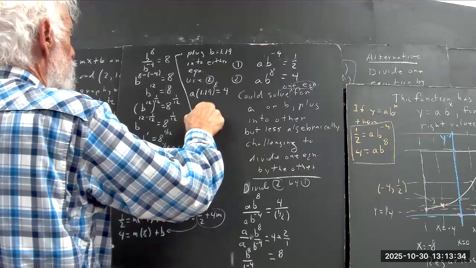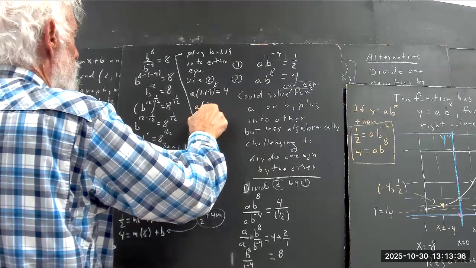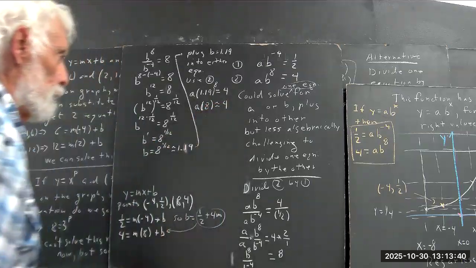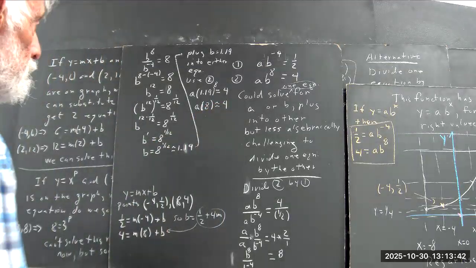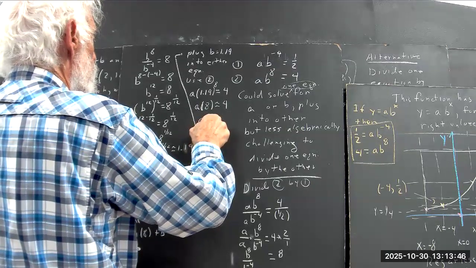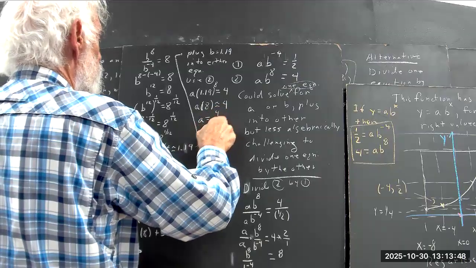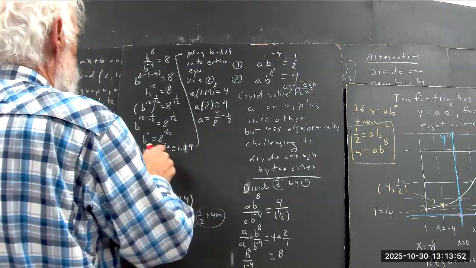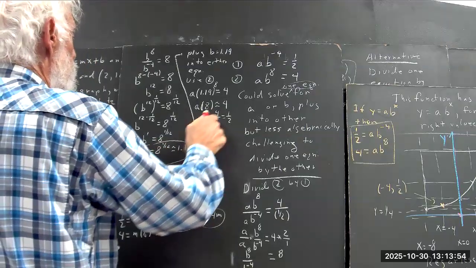This gives you a times 8. I'll say approximately equal to 4. Turns out it's exactly equal. And you get a equals 1/2.